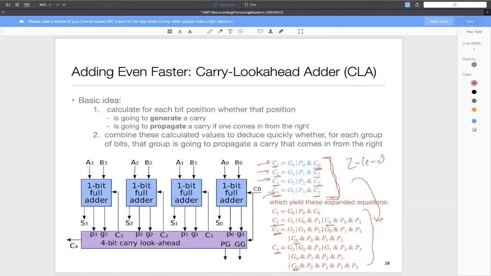So I rewrite these equations so that I can compute C4 in one go. As soon as C0 arrives, C4 can be done within one gate, whereas previously with ripple carry, it would have gone through 4 gates. So that's the advantage of this look ahead unit: I am pre-computing propagate and generate, and then flattening out this circuit. This is a fast circuit. As soon as C0 comes in, within 1 gate delay, C4 will be ready, as opposed to 4 gate delays.